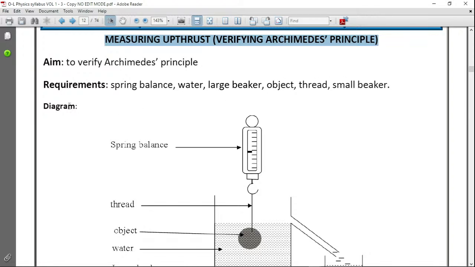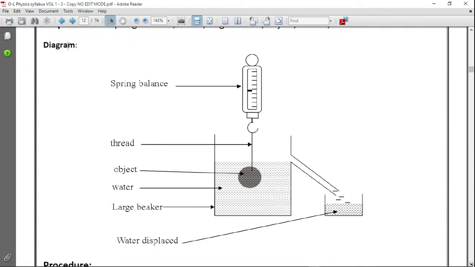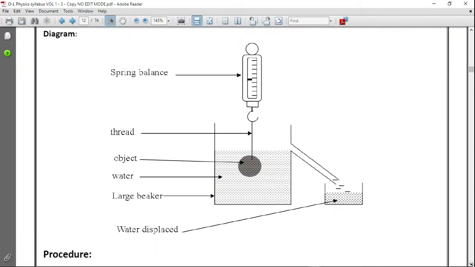Then the next step is the diagram or the setup. So this is the diagram or the setup to measure Archimedes' principle. Now this one is fixed to a support. This is the support, so the spring balance is fixed to this support.